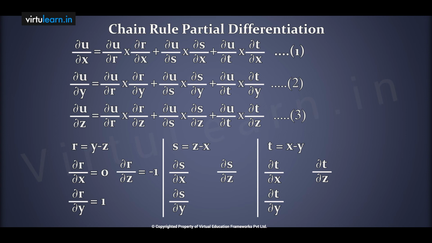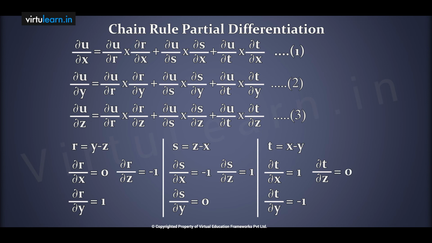With respect to x, ∂s/∂x equal to minus 1. ∂s/∂y, there is no y term, directly 0. ∂s/∂z equal to 1. t equal to x minus y. ∂t/∂x equal to 1. ∂t/∂y equal to minus 1. You do the differentiation for y term only. ∂t/∂z equal to 0. There is no z term, directly we are writing 0.